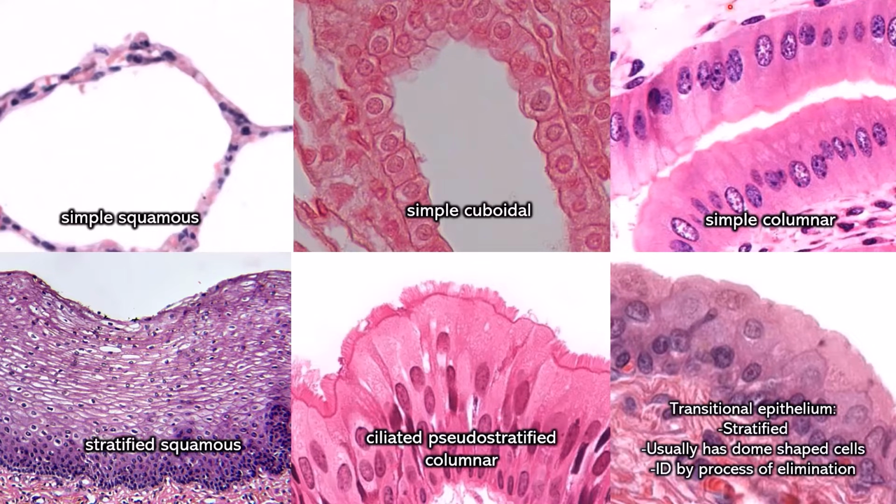In this example, we have an open space and we have a layer of cells going this way and a separate layer of cells going this way. And it is just one layer of column-shaped cells. Something to note is that sometimes cuboidal cells look columnar, but cuboidal cells will have circular nuclei, whereas columnar cells will have oval nuclei.